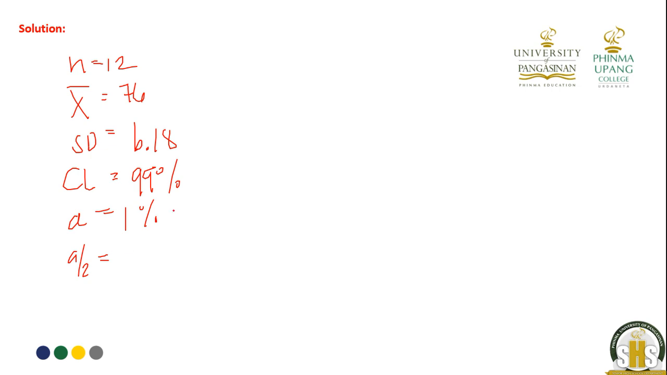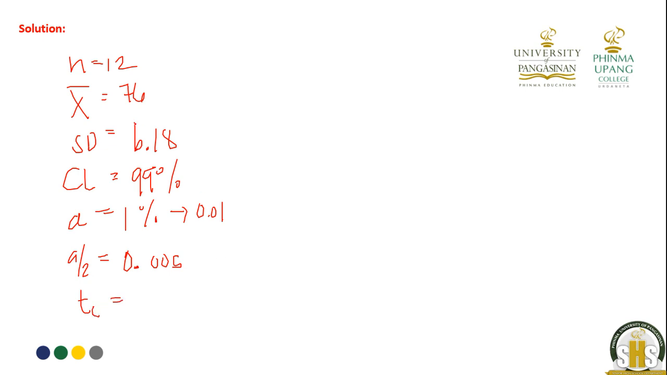Divide nyo nga yung 0.01 sa 2. What is 0.01 divided by 2? 0.005 po. So, 0.005. Kukunin natin yung kanyang critical value ng T distribution.